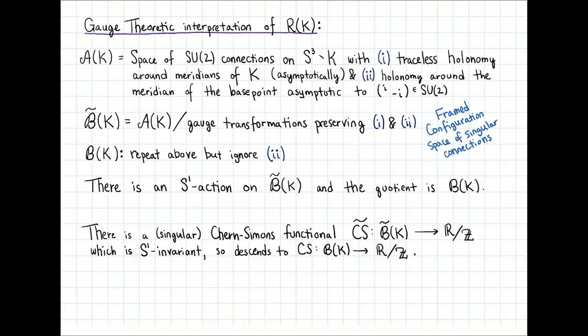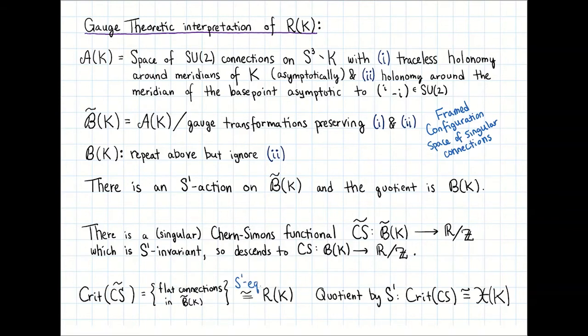I won't write down this functional. The important point I want to make here is that the representation space R of K is in bijection with the space of flat connections in the framed configuration space. And this is a circle equivariant bijection. These flat connections, in turn, can be identified with the critical set of the Chern-Simons functional. And again, if you quotient by this circle action, you get the character variety.